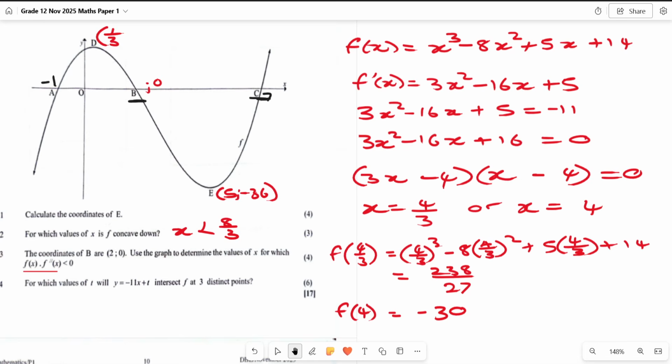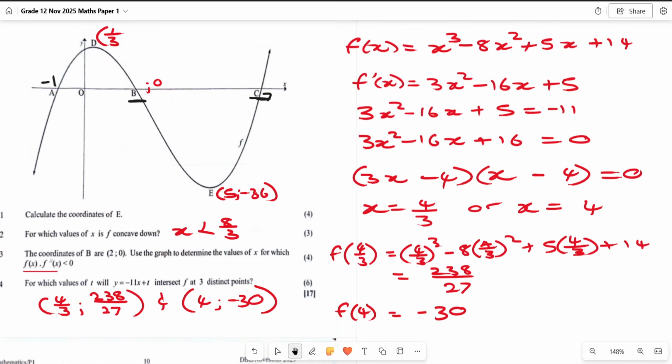So those are the 2 points where these graphs are meeting. Okay, that is the point. So let me write that properly somewhere down here. When x is 4 over 3, my y is going to be 238 over 27. And when x is 4, I'm going to have minus 30, like this. But that doesn't stop there.